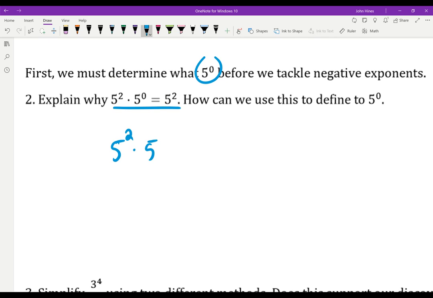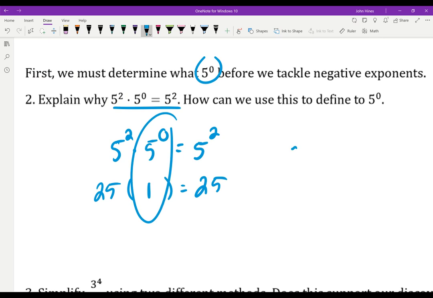5 squared times 5 to the 0. Well, when we multiply, we add. 2 plus 0 is 2. So 25 times what gives me 25? 25 times 1 gives me 25. So that's telling me 5 to the 0 has to equal 1. It's weird. I know it doesn't make sense. It doesn't follow our standard intuition of exponents. But when I have a 0 power, it equals 1.